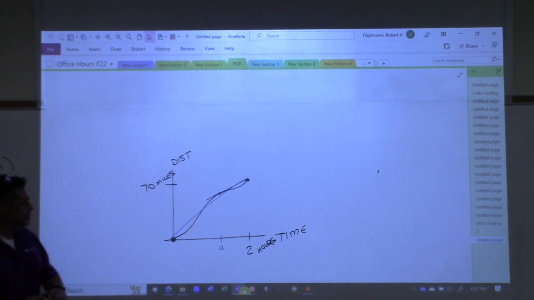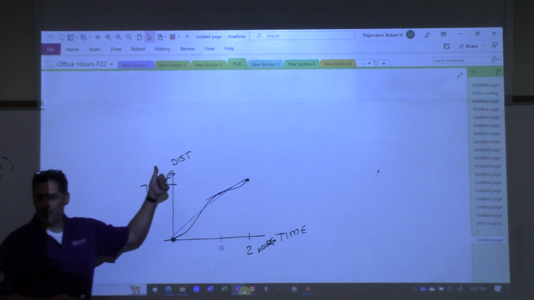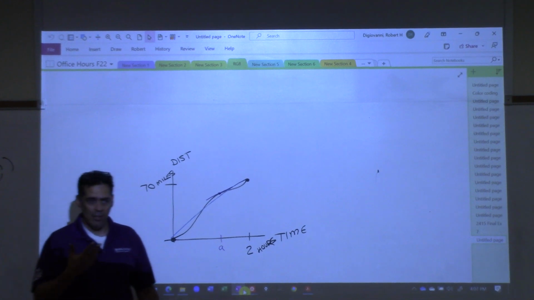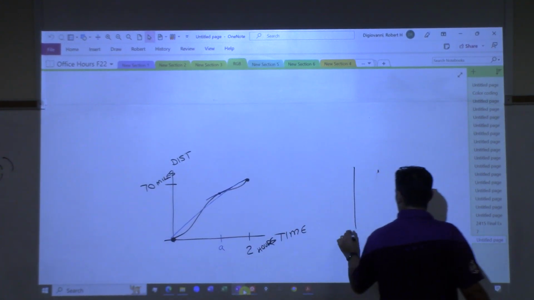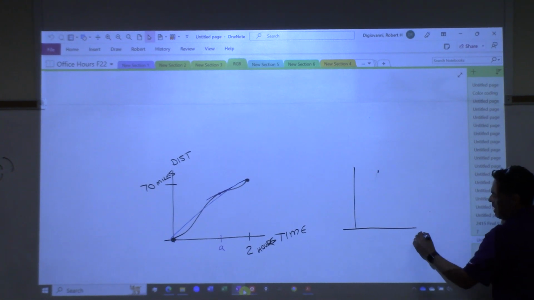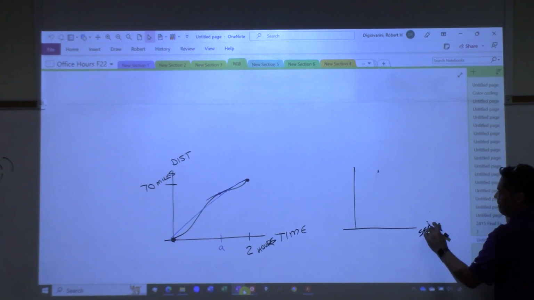You do not have to be looking at time and distance. This can be any two quantities that you can think of, and it still represents instantaneous rate of change. So let's say we're doing a chemistry experiment and we're measuring, let's stick with time, okay? Let's say we're measuring things in seconds, right?